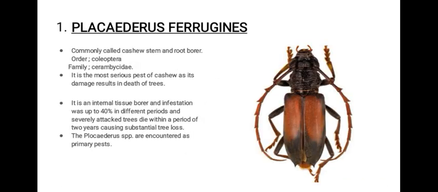Plocaederus ferrugineus, commonly called cashew stem and root borer, order Coleoptera. It is the most serious pest of cashew as its damage results in death of trees. As an internal tissue borer, its infestation was up to 40% in different periods, and the severely attacked trees die within a period of 2 years, causing substantial tree loss.